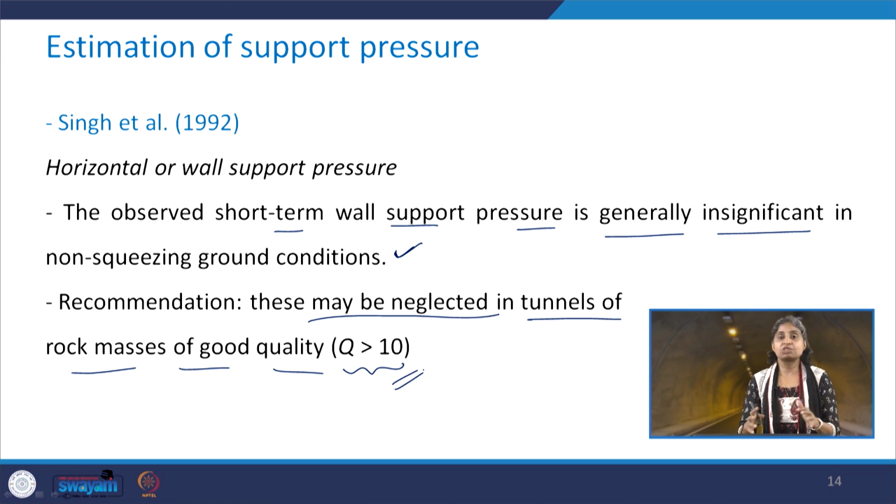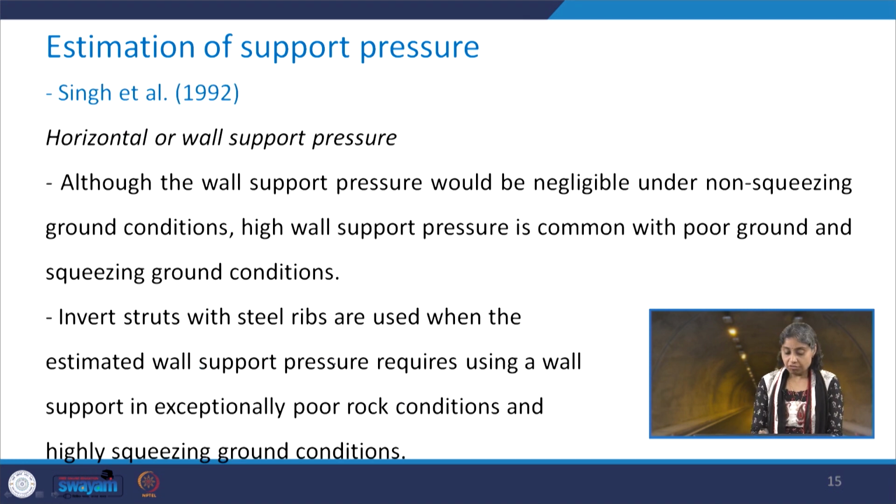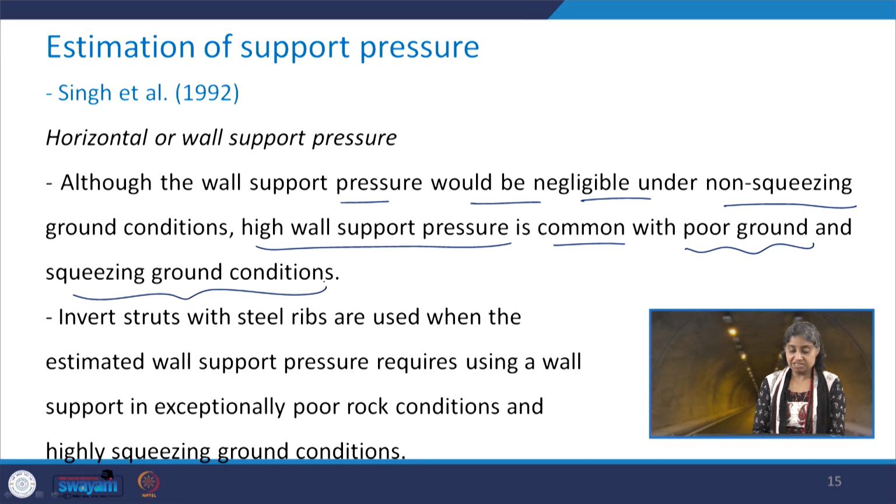So if this Q value works out to be more than 10, in that case we can say that we don't need to provide the support system, or maybe we need to just provide the nominal support system. Although the wall support pressure would be negligible under such non-squeezing ground conditions, the high wall support pressure is common with poor ground and the squeezing ground conditions.